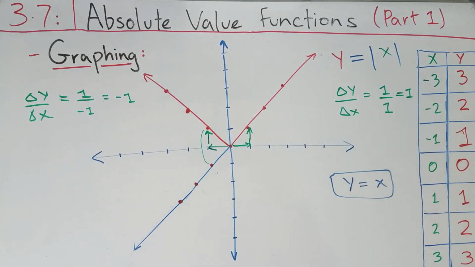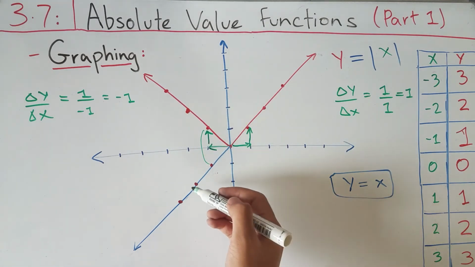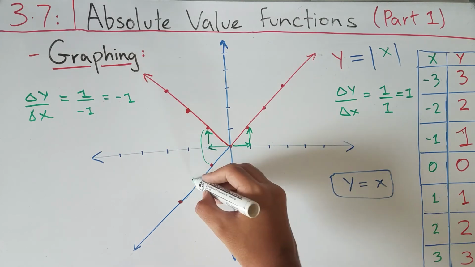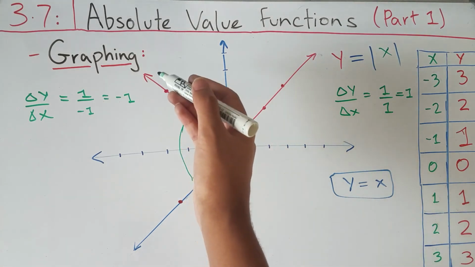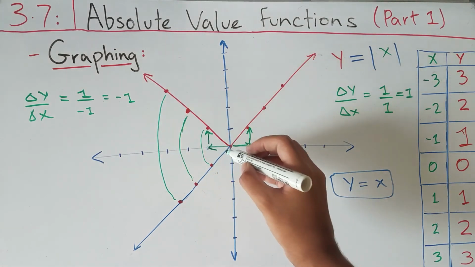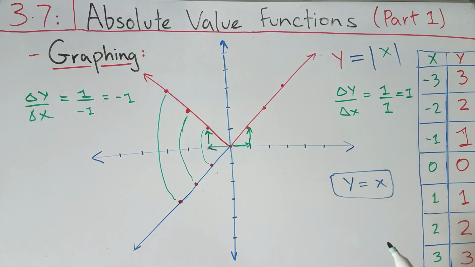Similarly, for the second pair of points behind the y-axis, we can see that this point (-2, 2) is a reflection of the point over here (-2, -2). So these points are reflections of each other. And similarly, we can also say that the point (-3, 3) is a reflection of the point (-3, -3) from y equals x.